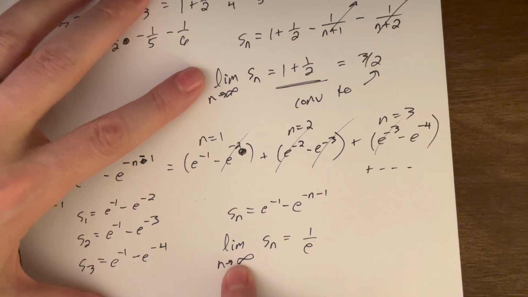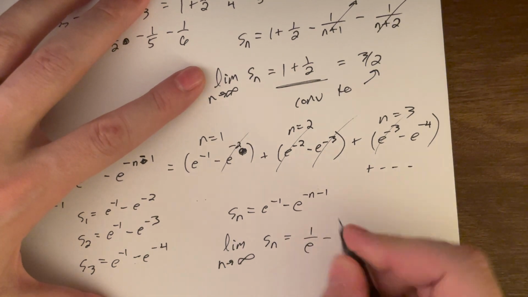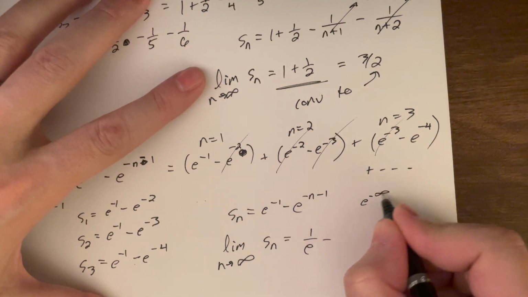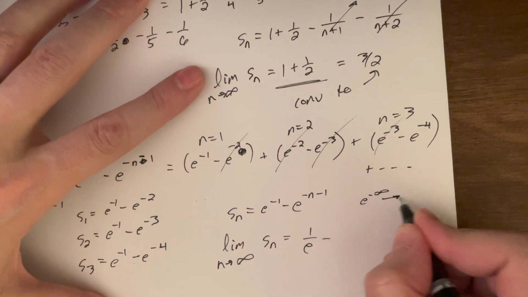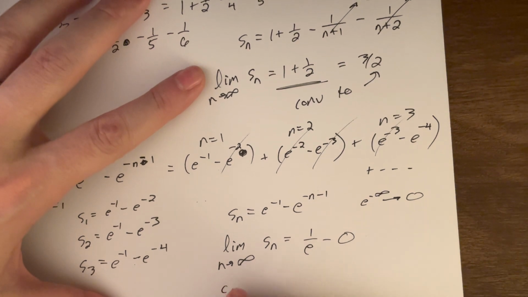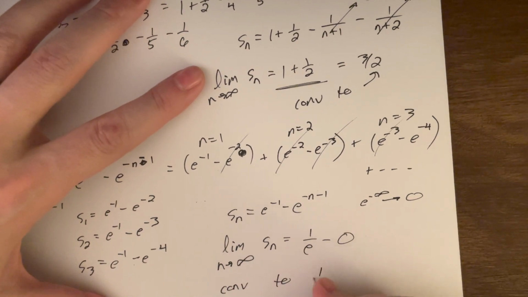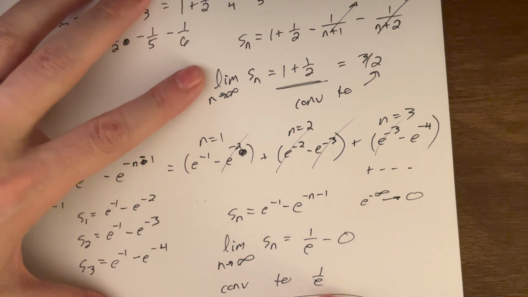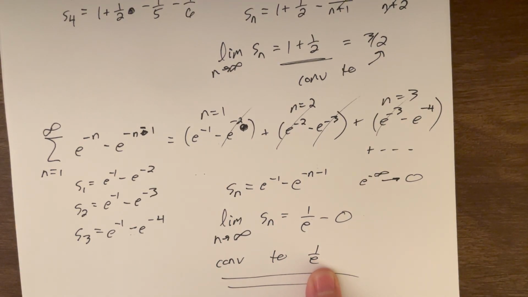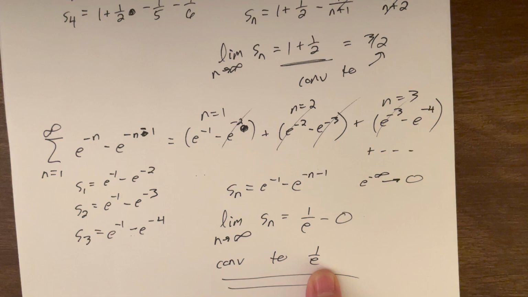Here, n goes to infinity. E to the minus infinity minus 1, that's becoming an e to the minus infinity, which we know is 0. So this also converges, and again, to 1 over e, or e to the negative 1. But once again, we have another convergent telescoping series.